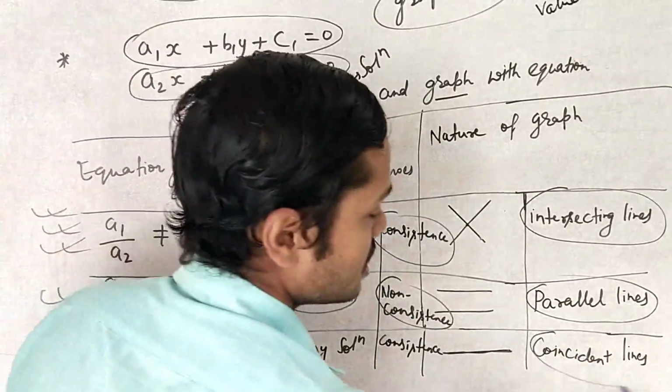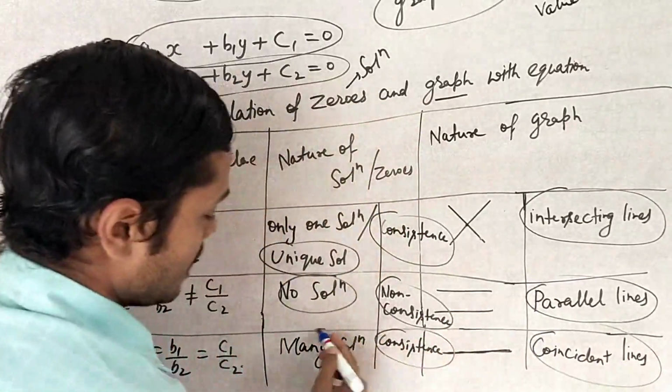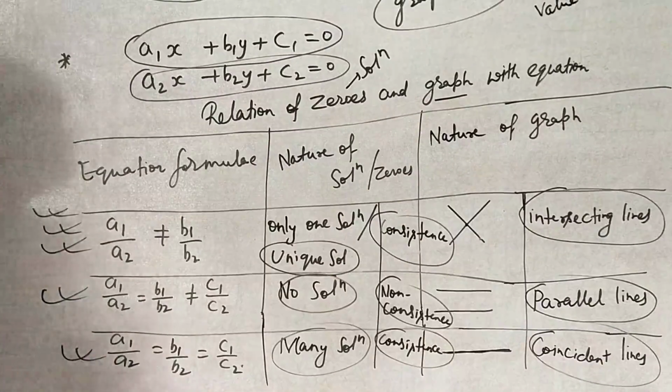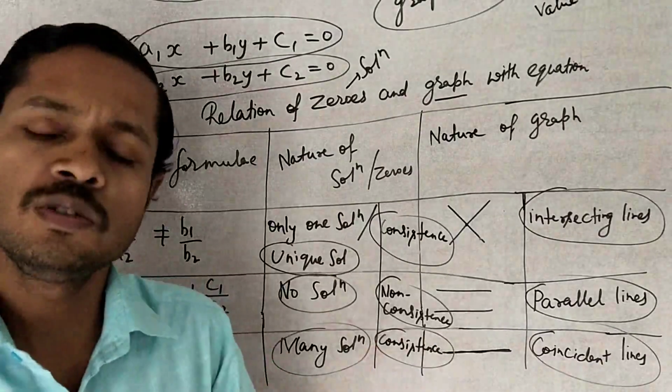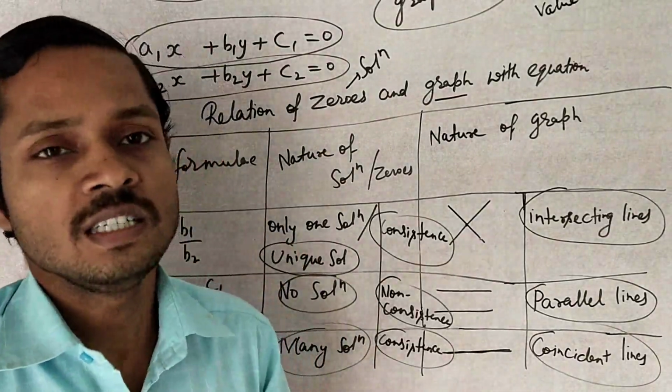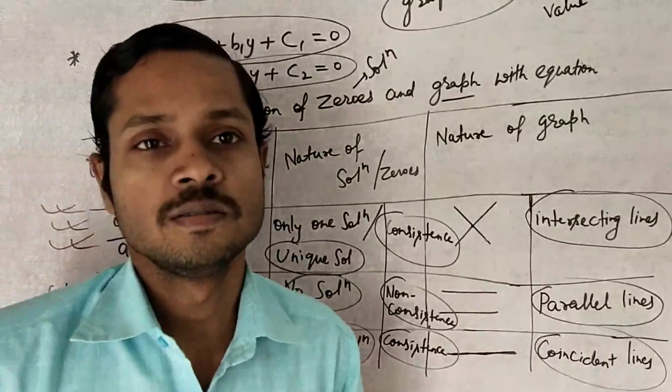According to this one, coincident lines, consistent solution and many solutions. If the questions are being asked, you will have to use only this formula. So according to this one, you can solve the whole 3.2 exercise. Now we are starting the 3.1 exercise.